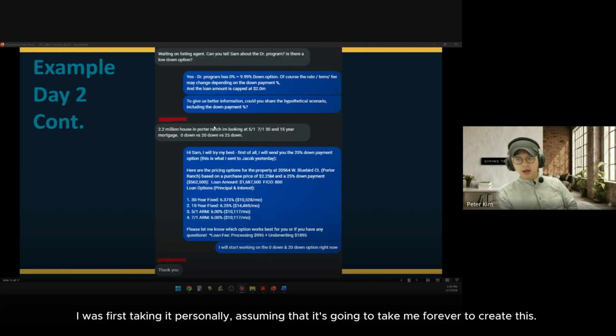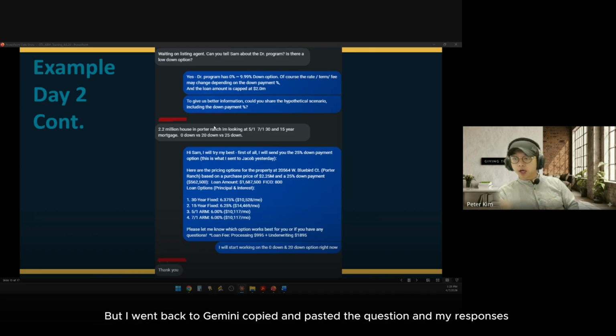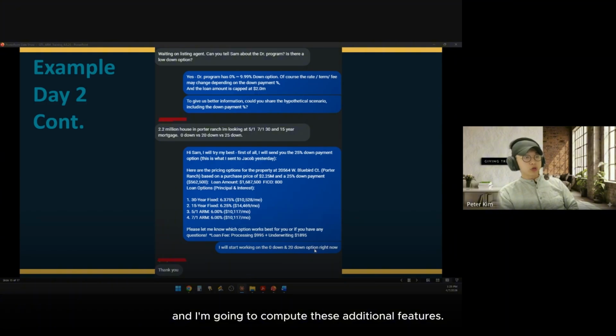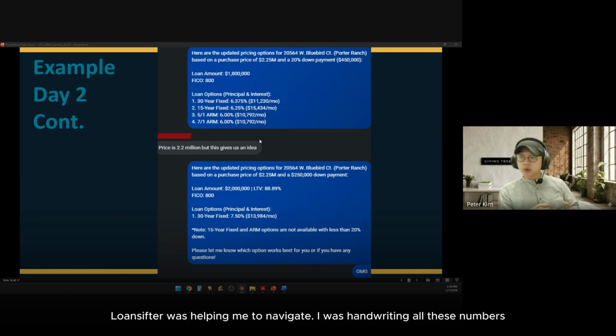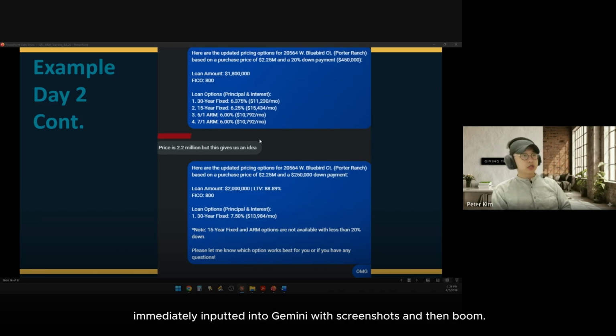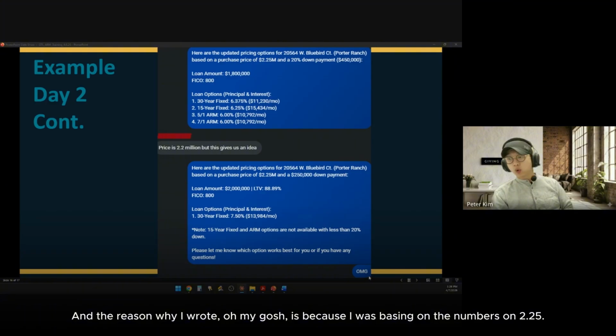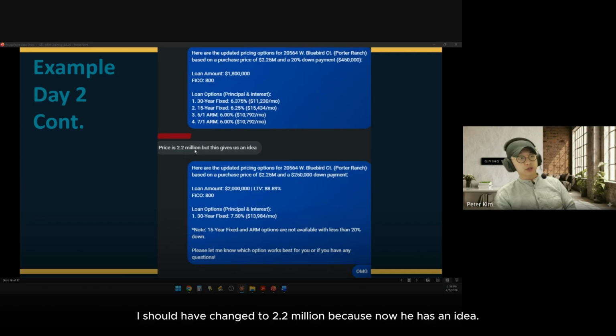That was just mind-blowing. I was first taking it personally, assuming it was going to take me forever to create this. But I went back to Gemini, copied and pasted the question and my responses, and had it compute these additional scenarios. And these are the numbers that I brought back. Again, these numbers show 100 basis points on the pricing. Loan Sifter was helping me navigate. I was handwriting all these numbers, immediately inputting them into Gemini with screenshots, and then boom. And the reason I wrote "oh my gosh" is because I was basing the numbers on 2.25. I should have changed it to 2.2 million. Because now he has an idea, we're putting an offer in and waiting for the final response.